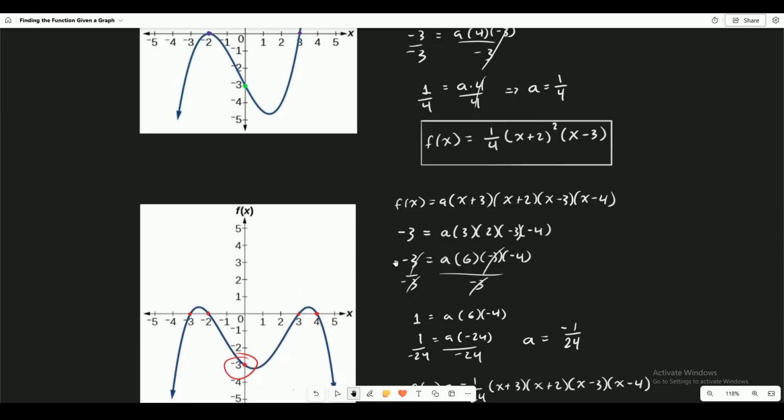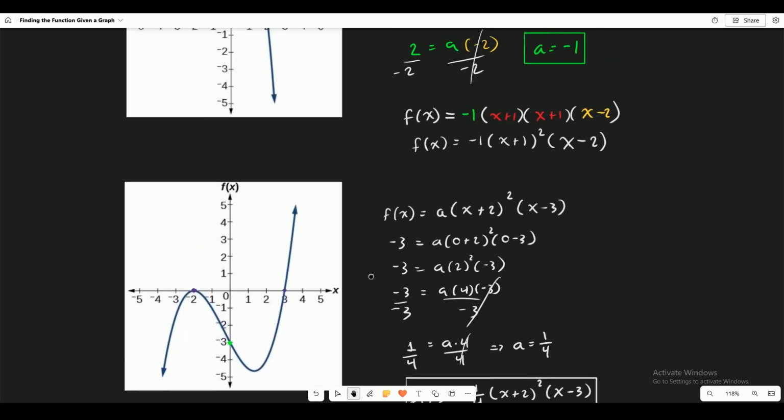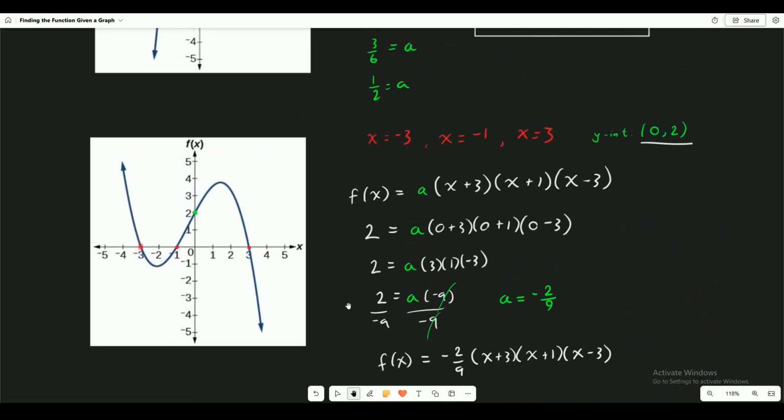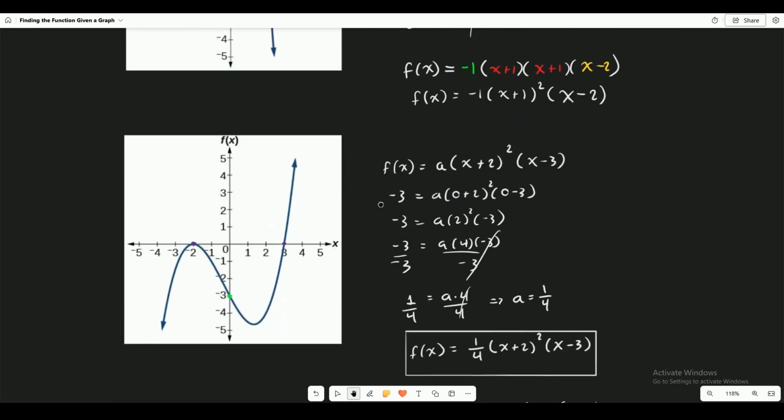So I hope this clears it up, guys. This is why factoring is very useful and how using the factors can help us find the equation for the graph. So feel free to ask questions, guys.